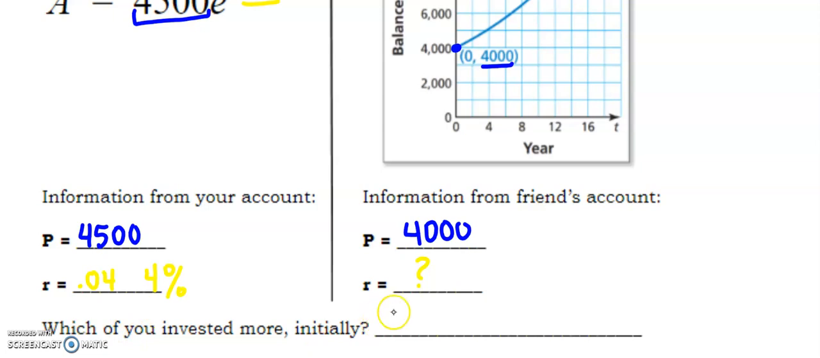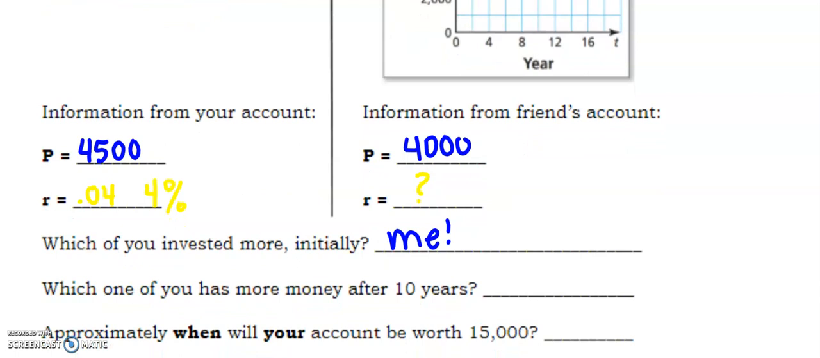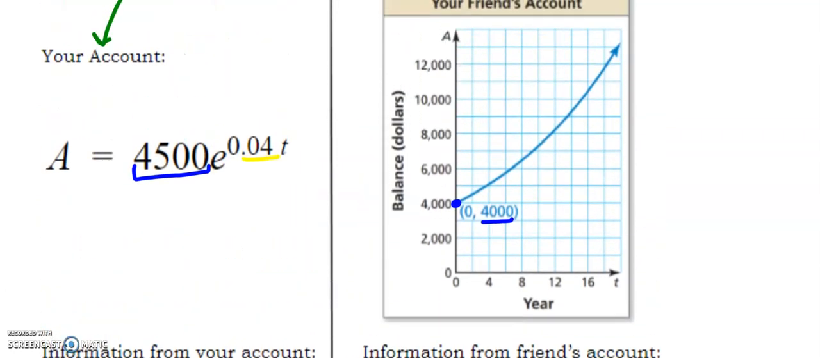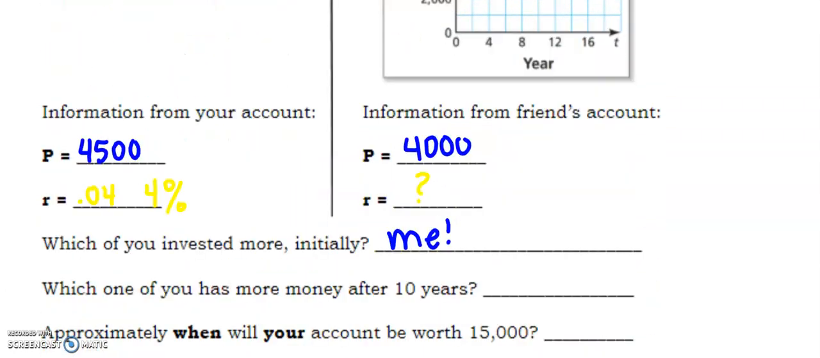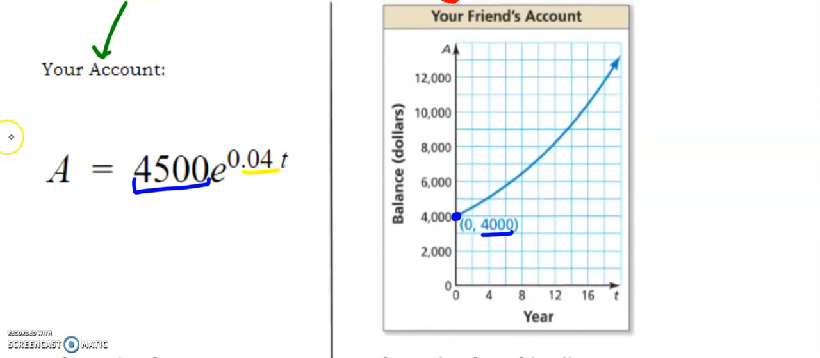Which of you invested more initially? Me. I invested more. 4,500 is greater than 4,000. Which one of you has more money after 10 years? Well, your friend, we can read theirs after 10 years pretty easily from their graph. We're counting by 2s: 2, 4, 6, 8, 10. So this would be 10 years. Looks like if this was 6,000, this would be 7,000. So maybe a little bit more than 7,000.